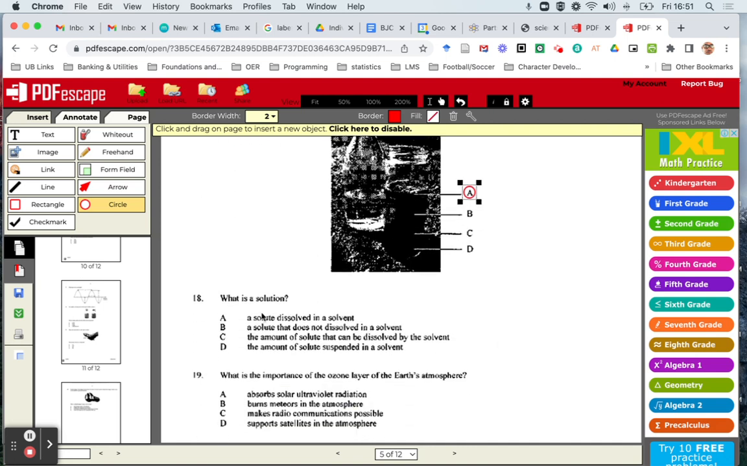What is a solution? A solution is when you have a solid, well, it doesn't have to be solid, but something dissolved in a solvent. So the only one that says something dissolved in the solvent is answer A.